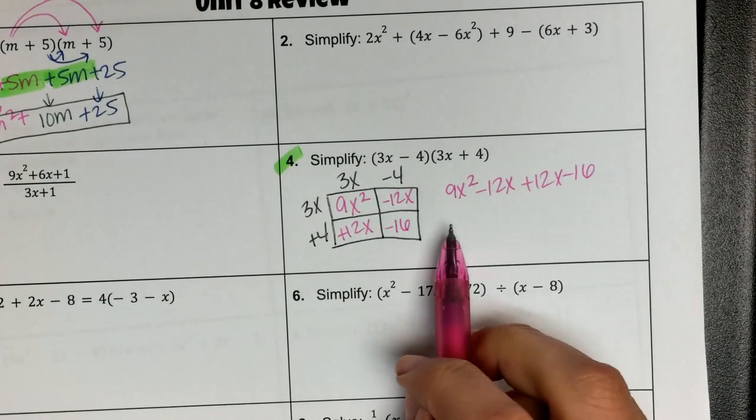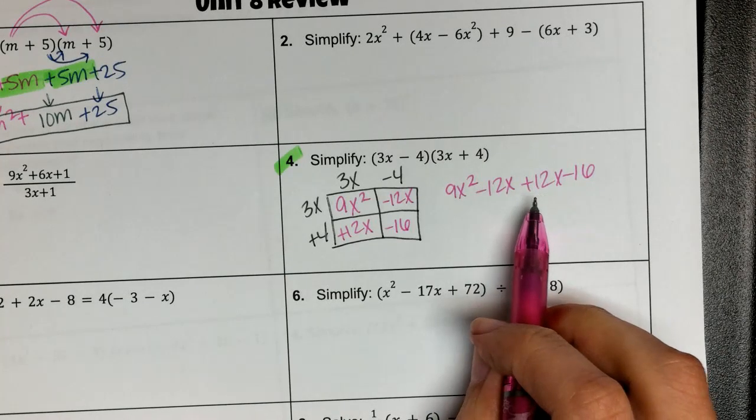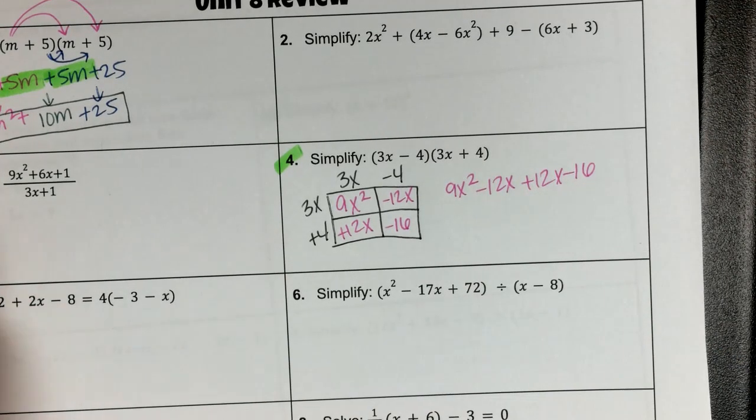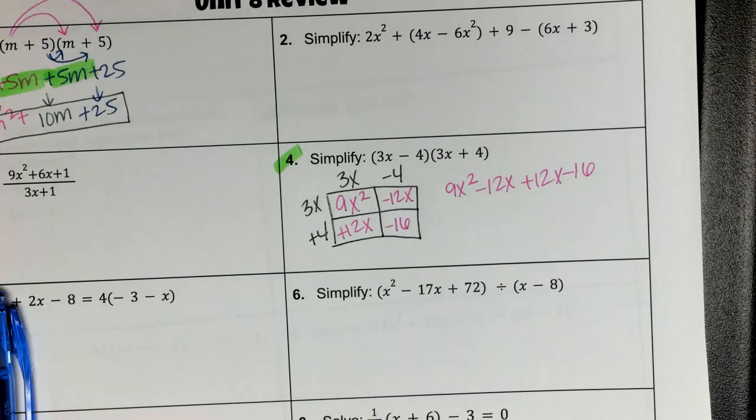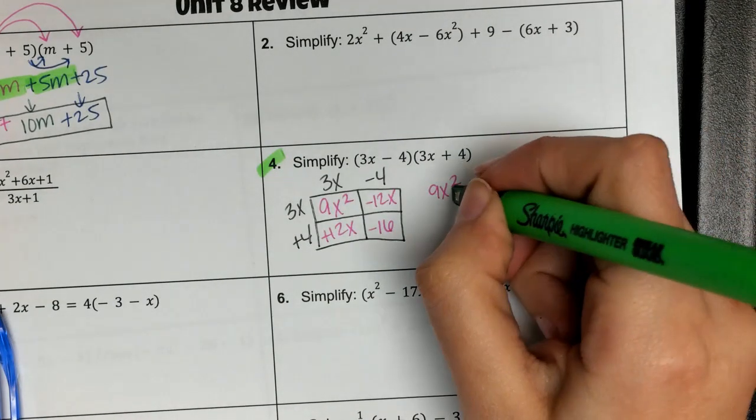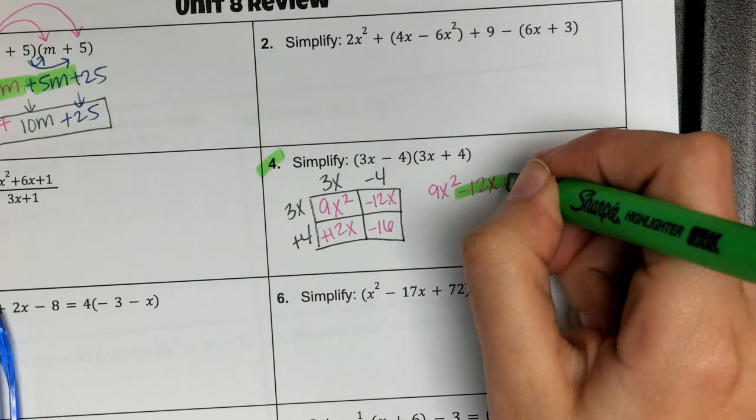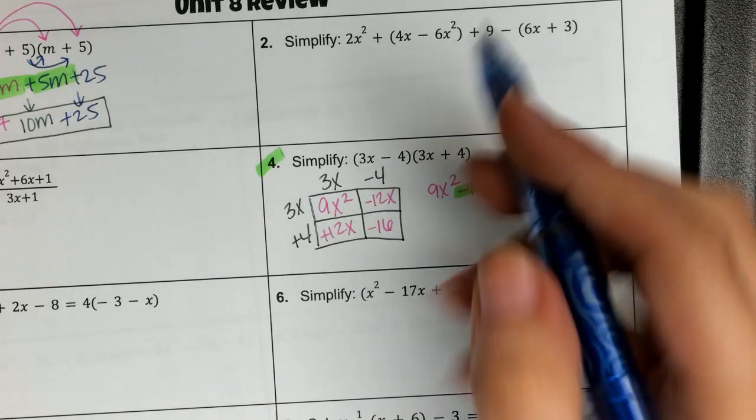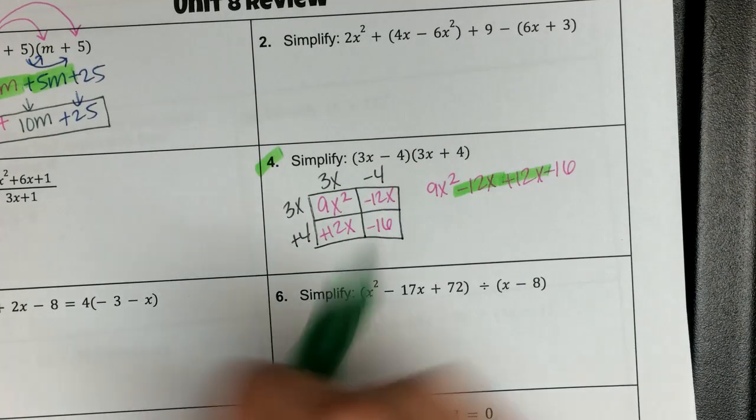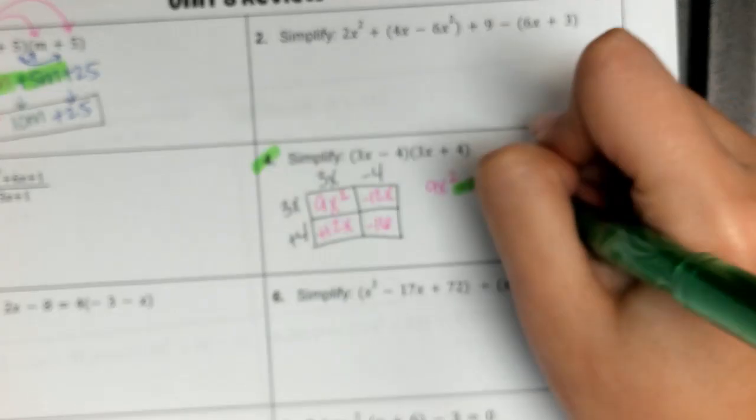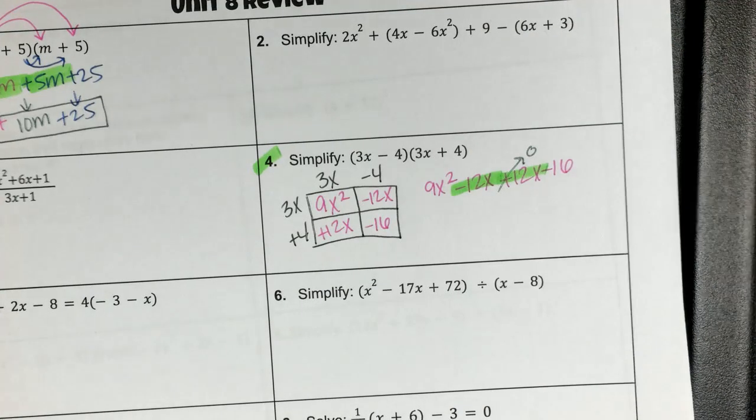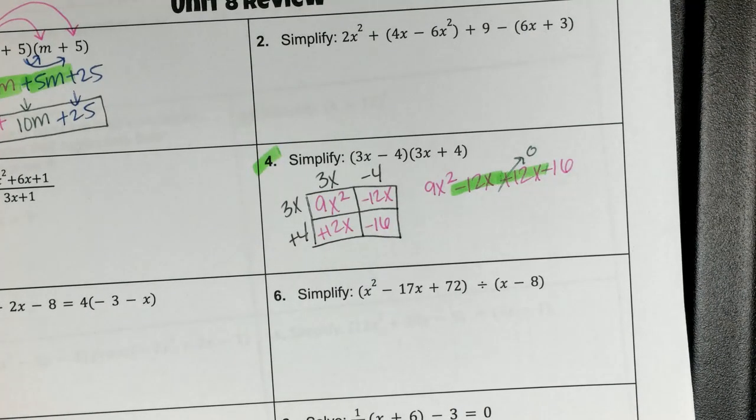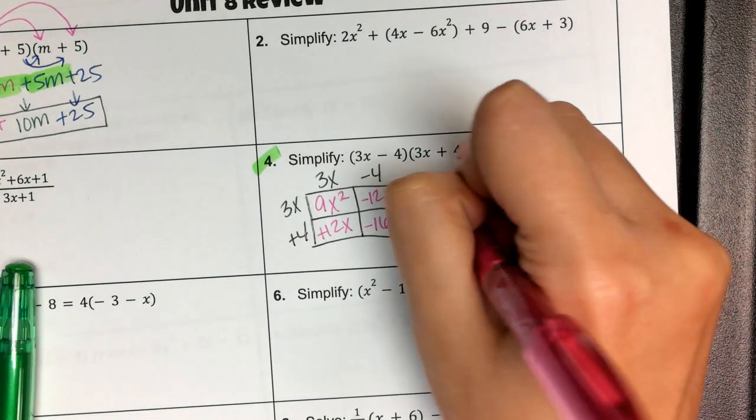So I have my 9x squared, my negative 12x, my positive 12x, and my negative 16. And similarly to what I did last time, I'm going to combine any like terms that I see. In this case, I have a negative 12x and a positive 12x. Since they both have an x, same variable, same exponent, I can combine them. Except in this case, negative 12 plus 12 is 0. It's 0x, which cancels out, so I don't have to write it.